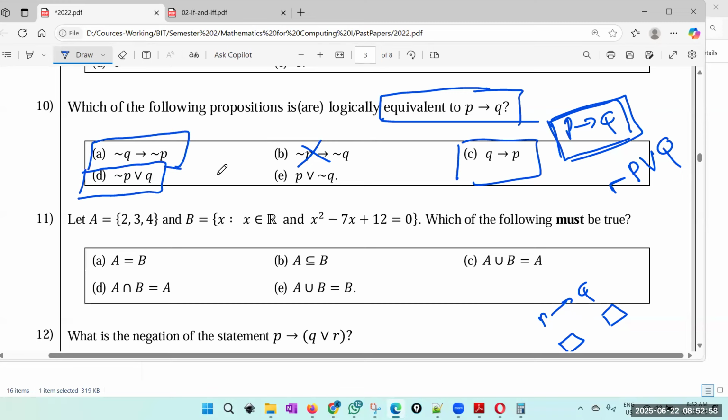Is it correct, right? Whenever P happens, Q happens. Then if Q has not happened, P must not have happened. Right? For me, that also looks okay. This is not correct.